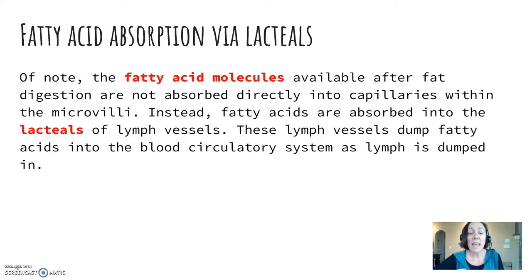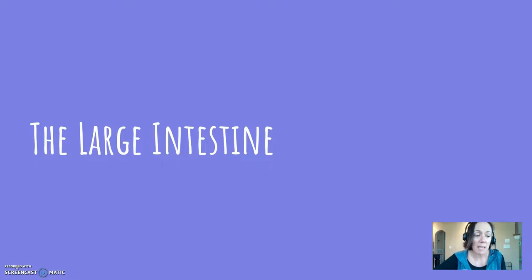Note here that the fatty acid molecules that come up after the fats are digested do not get directly absorbed into capillaries within the microvilli. Instead, fatty acids are absorbed into something called a lacteal, the lacteals of the lymph system. These lymph vessels then dump fatty acids into the blood circulatory system later as the lymph is dumped back in.